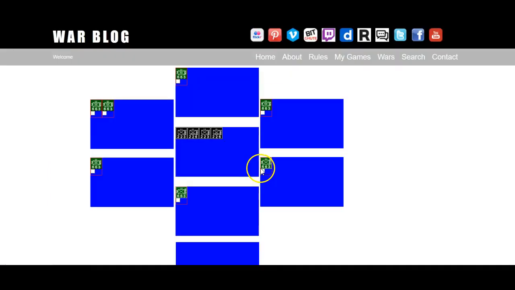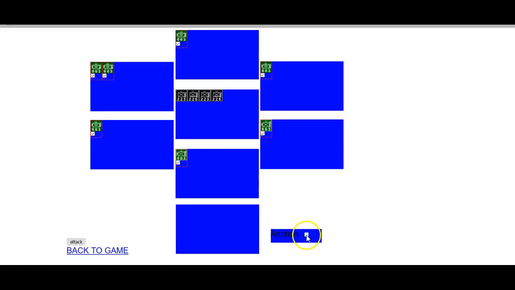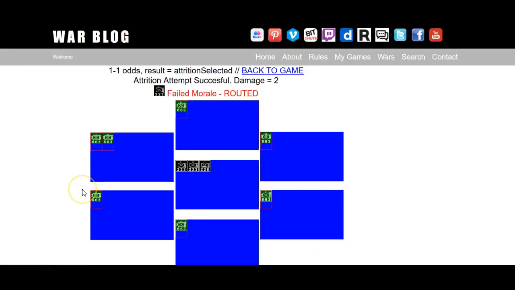Another attack in here. See, if they started attacking back, they would stop recovering. See, they're recovering. Every turn they recover 1. We've got one on the morale. That is what it's all about.